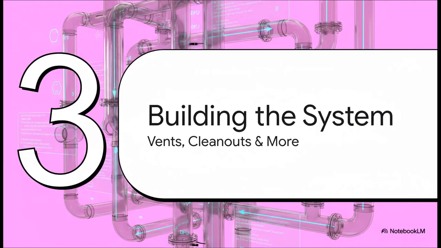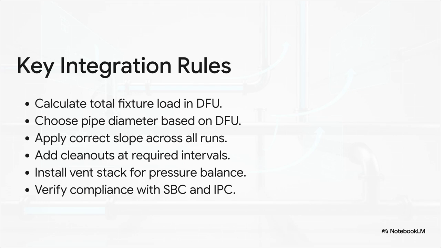Okay, so we've got the rules for the individual pipes down, but how do all these pieces actually come together to form one complete, living, breathing system that works in perfect harmony? Let's find out. Think of this as the master checklist for putting it all together. First, you calculate your total DFUs. You got to know the load. Then, you size your pipes and set your slopes based on that load. Next, you have to strategically place cleanouts for future access. And this is a big one. You install the vent stack to balance the pressure. And of course, every single one of these steps has to be in full compliance with the official code.